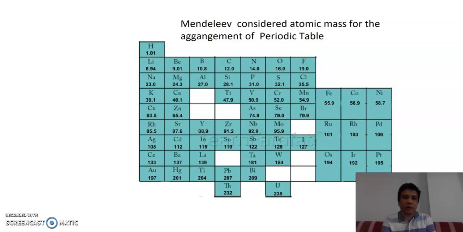But if we look at the history, this periodic table was arranged by the Russian chemist Mendeleev, who considered atomic mass for the arrangement. He also placed similar properties elements in the same group. He also kept some places empty because at that time those elements were not known, but he predicted and suggested some properties of those elements, which were confirmed after they were discovered.